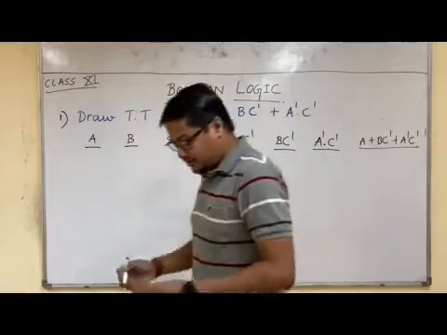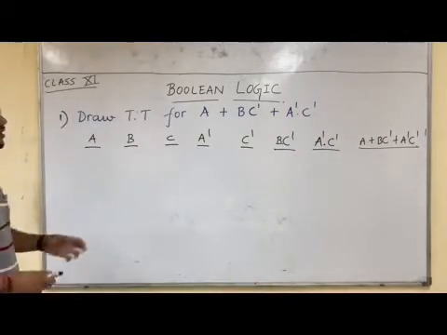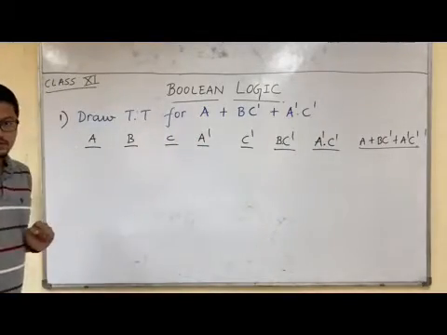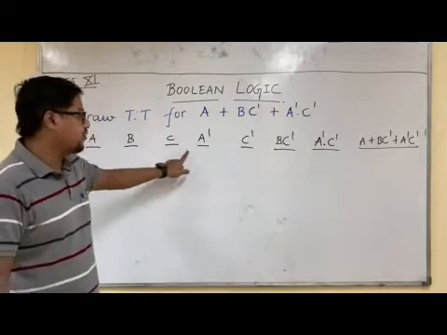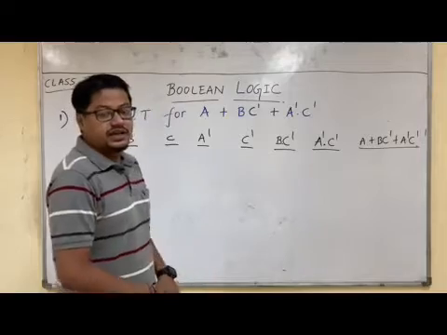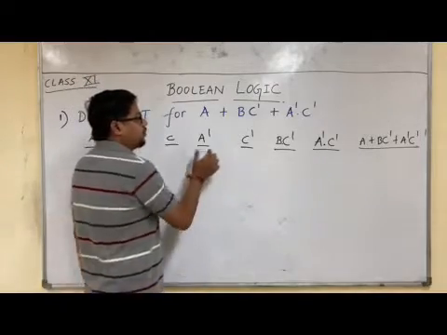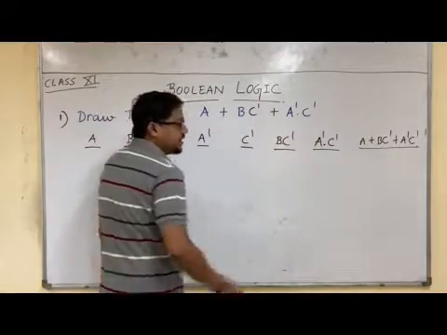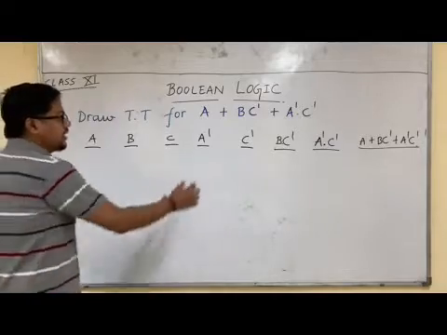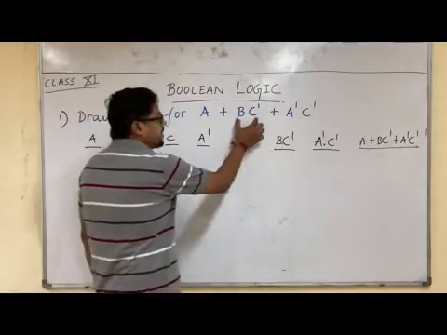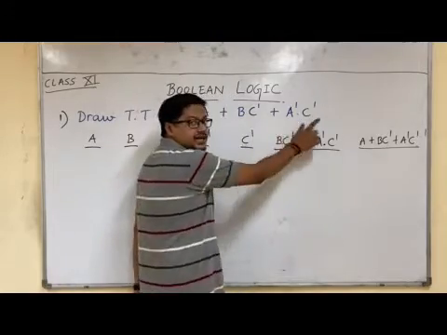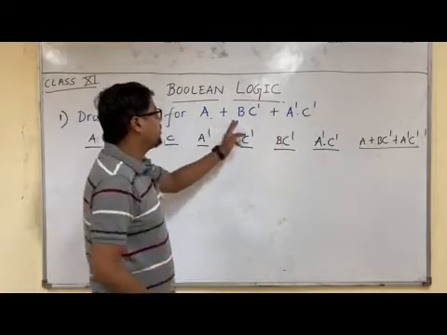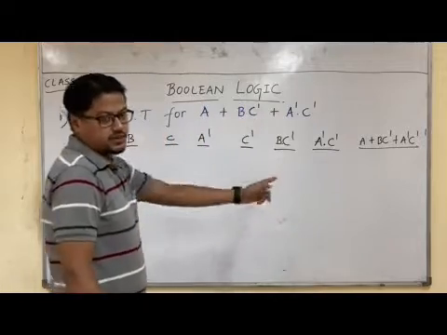So I repeat once more. How did we start? We took the basic variables. We saw which variables' not, which variables' complement are required, and I have written that. Then we divided the entire expression into parts and checked whether each individual part is available. A is available, B C' I wrote here, A' C' I wrote here. Now all individual parts are available. Now we are clubbing them together with OR, that is plus.